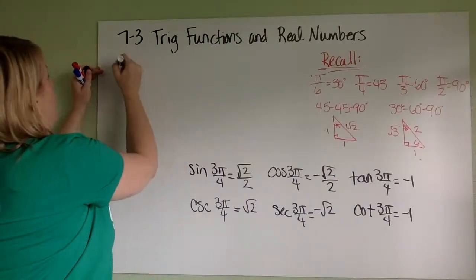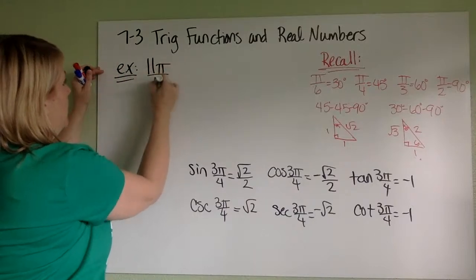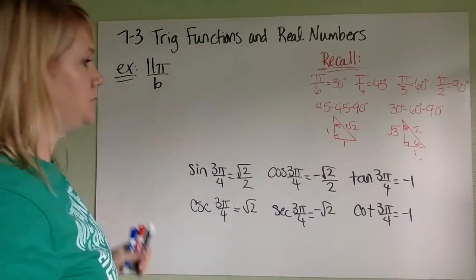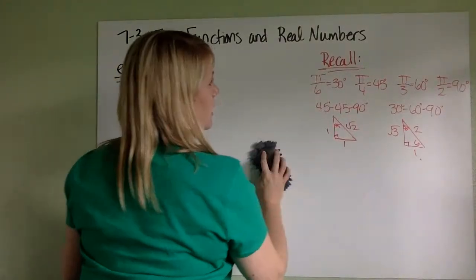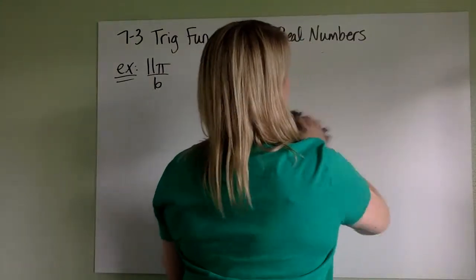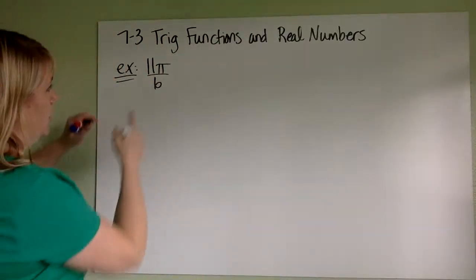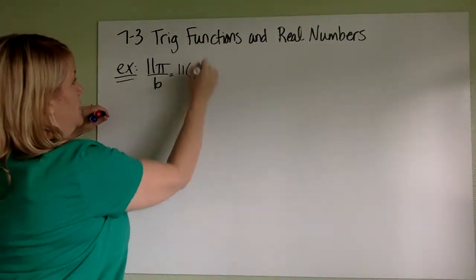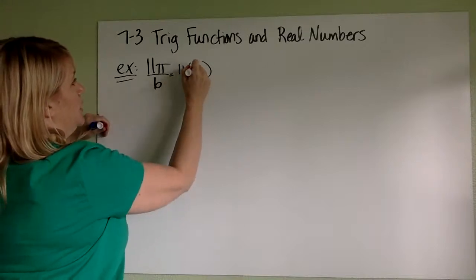Okay, so what if we were asked about 11 pi over 6? Erase this. And I'm going to go ahead and erase these as well. So we can get 3 different triangles up here all at the same time. So 11 pi over 6 is 11 times pi over 6. I just erased it. Pi over 6 is the same as 30 degrees.